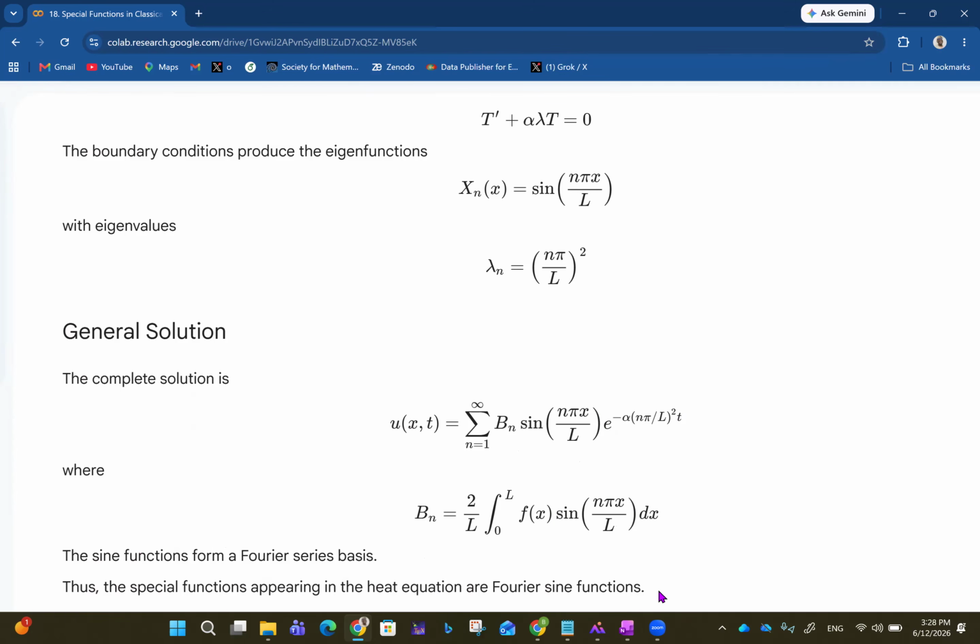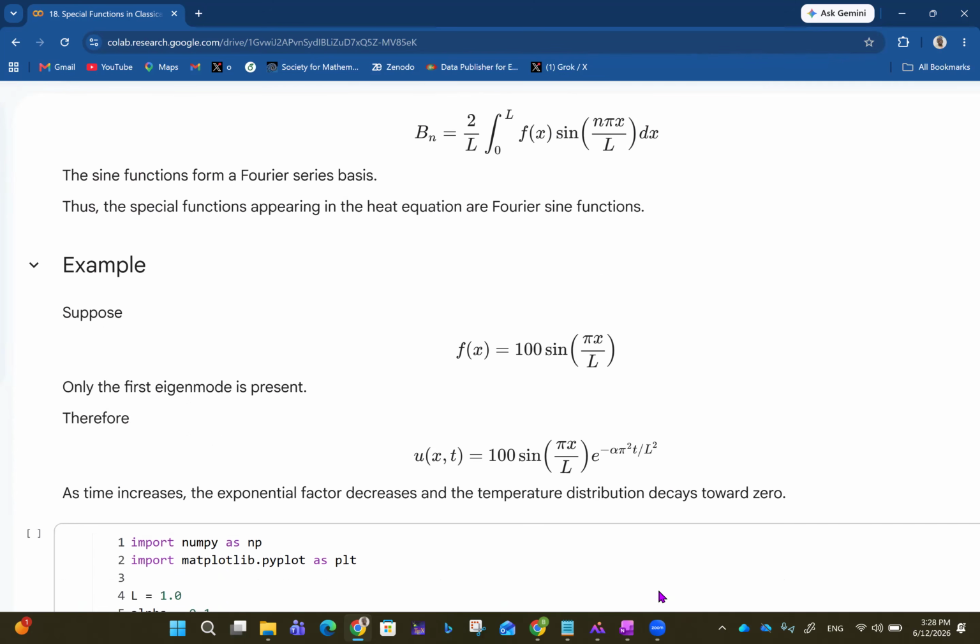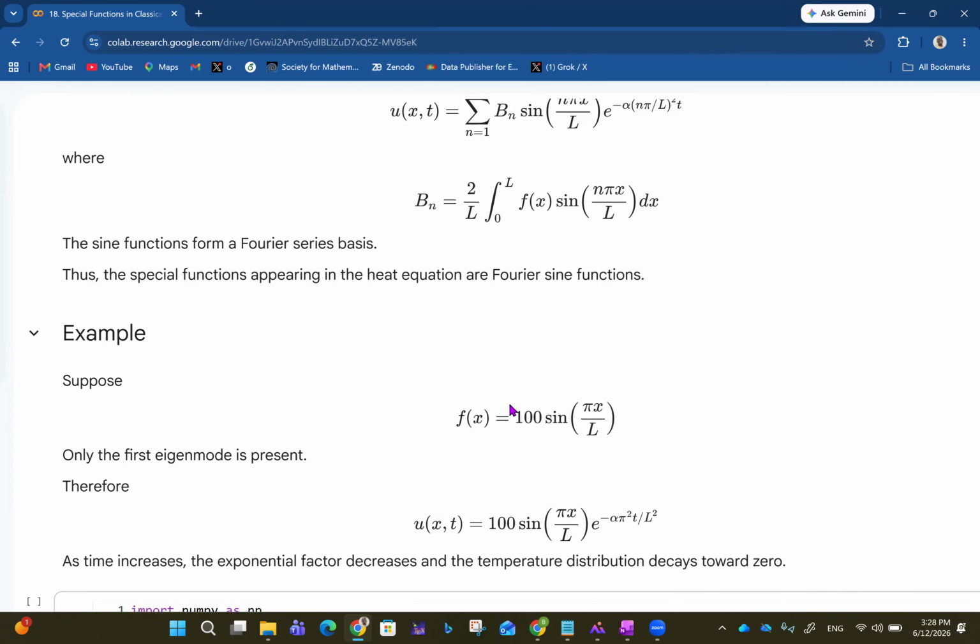If you need a more detailed solution than what I've just explained, you can check my playlist on partial differential equations and go straight to heat equation. Then we have an example. Suppose f of x is 100 sine pi x over L, so only the first eigenmode is present. Therefore u of x comma t is 100 sine pi x over L e raised to minus alpha pi squared t over L squared. As time increases, the exponential factor decreases and the temperature distribution decays towards 0.